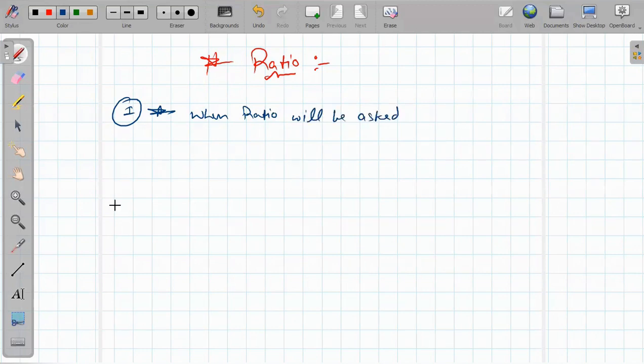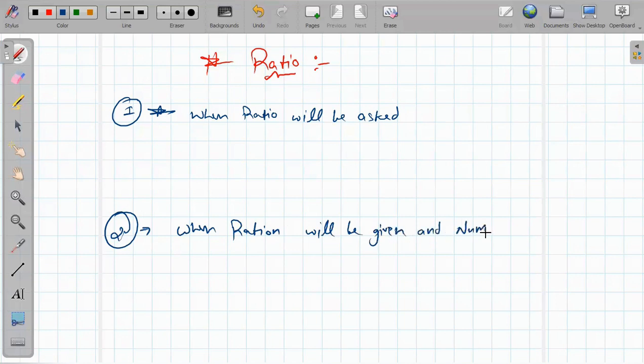And the second type of scenario is what? You can say when the ratio will be given and the numbers will be asked. The original numbers for which you found the ratio, they will ask you that. So the first situation is quite easy. There is nothing to worry about it.